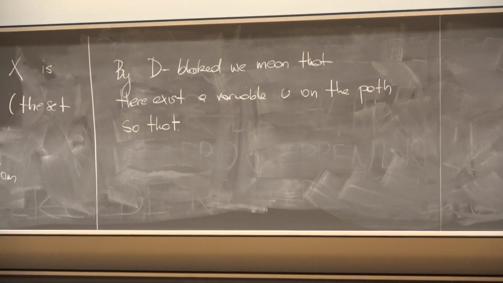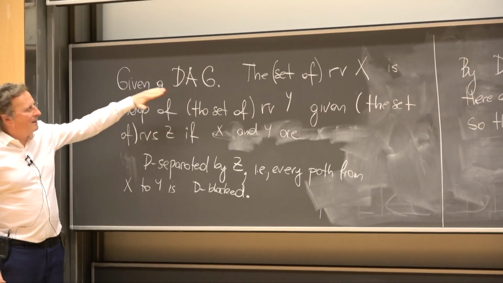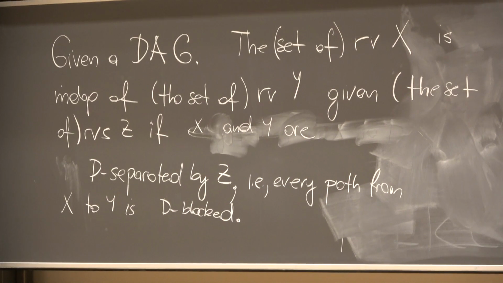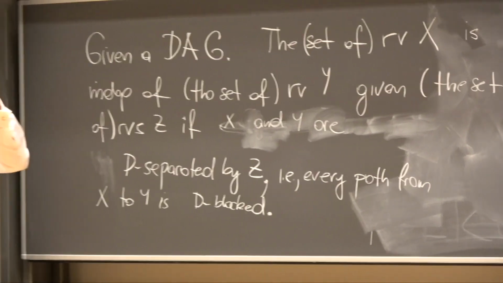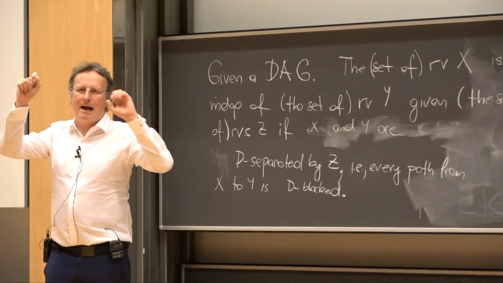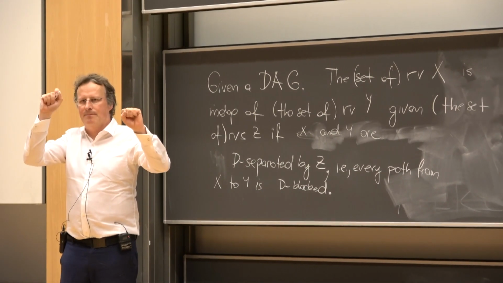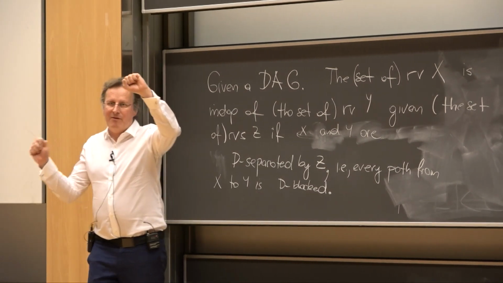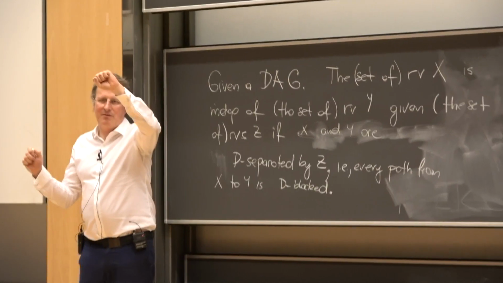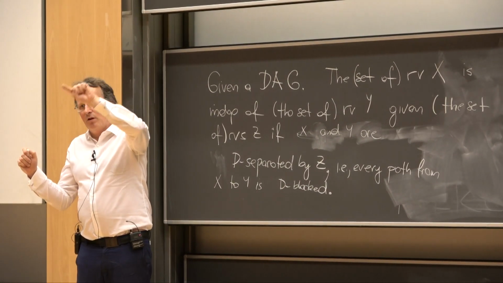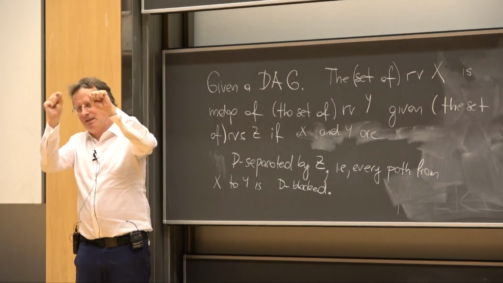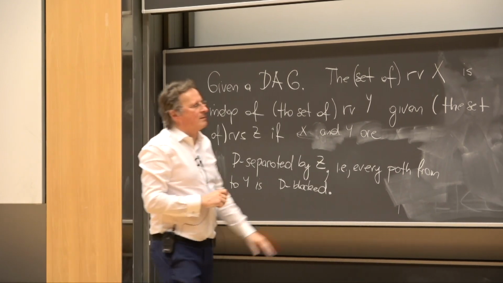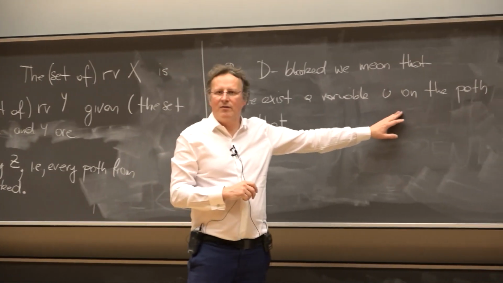Okay, so I give you a DAG, and we'll do lots of examples, so don't worry. I give you a DAG. Now I give you, in the simplest case, one random variable x, another random variable y, and a third random variable z. And I ask, is x independent of y given z? And this will be true if the following is true. If for every path from any of the elements of x to any elements of y, and by path here I mean not a directed path, just a path, there exists on this path a variable, let's call it u, such that one of the following conditions holds.